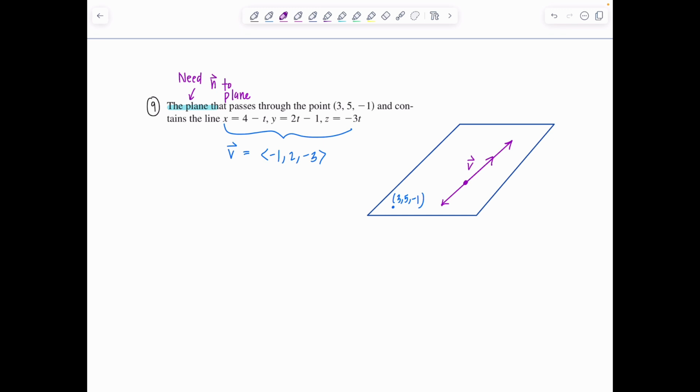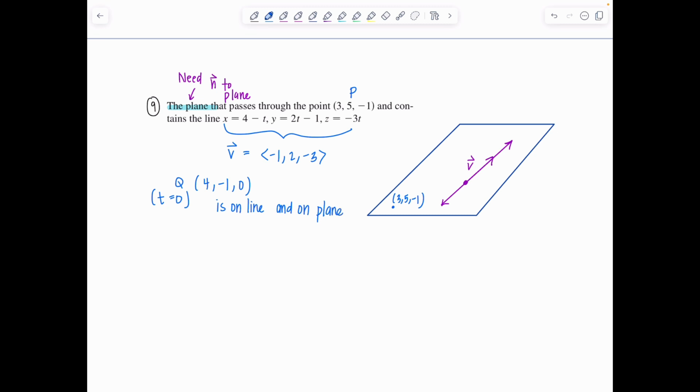Great. Now I need one more vector in this plane, and then I can cross it with V and end up with a vector that's normal to both of those vectors and therefore normal to the plane. So what we need to do is connect this point to any old point that's on the line. I think the easiest point to extract is just substituting in 0 for t. So let me get another point, we'll call this P, and my point Q from plugging in t equals 0 is on the line, and it has coordinates 4, -1, 0. Q is on the line and therefore on the plane.